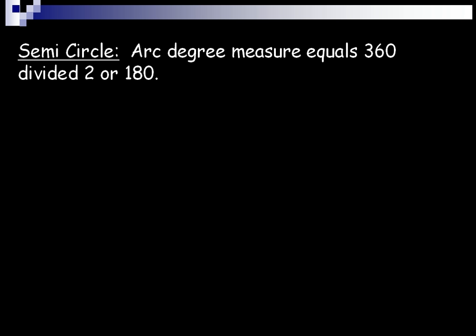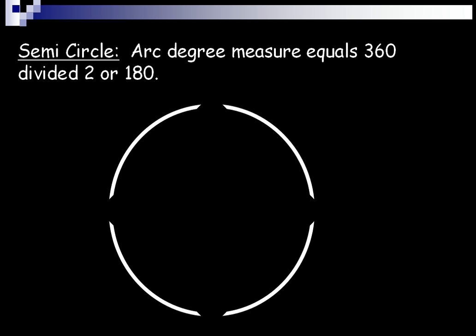Semicircle. Semicircle is an arc degree measure which equals 360 divided by 2, or 180, which is basically half of a circle. So here's an example of a semicircle. We have two arcs. They are JKL. You can either look at it from the left or the right, but either way we have two semicircles and the measure is 180 degrees.